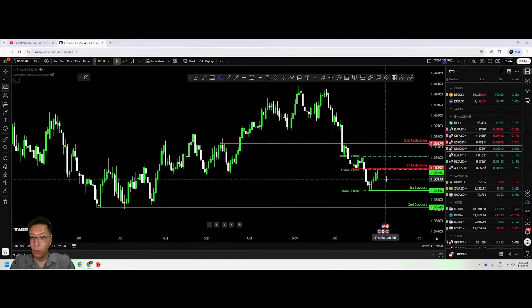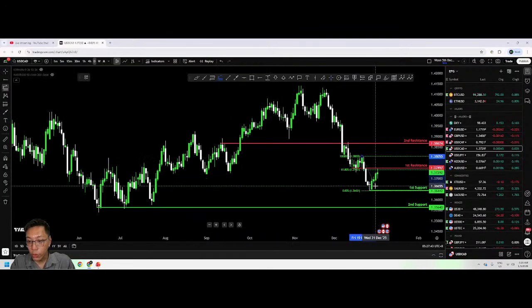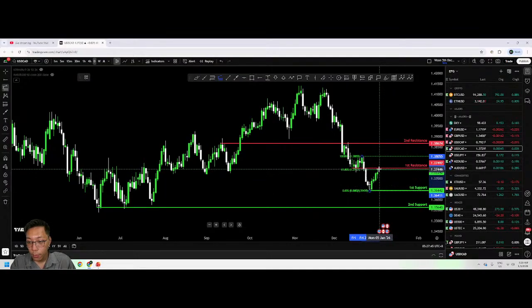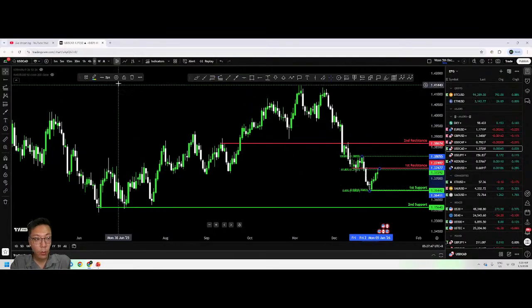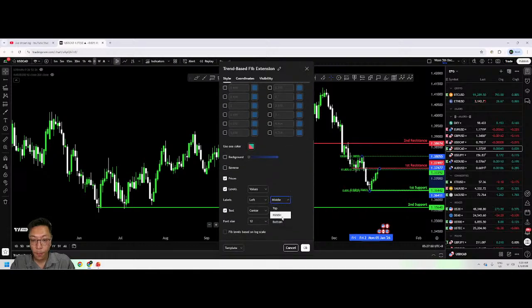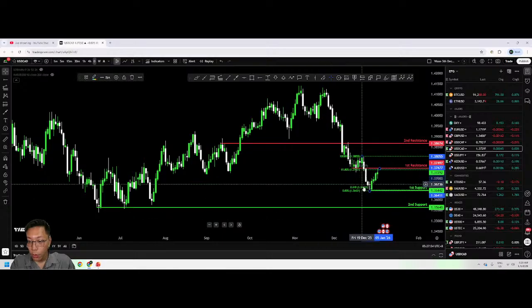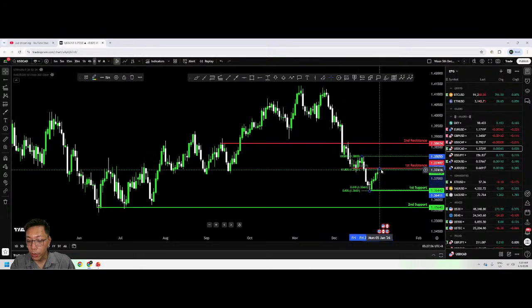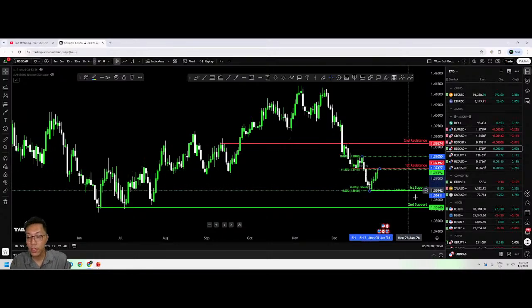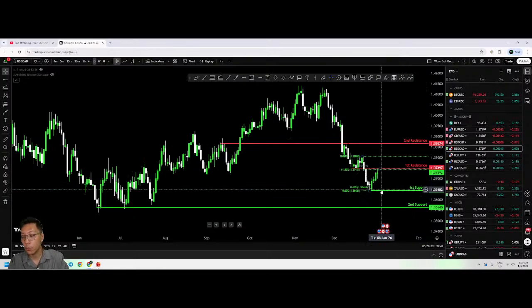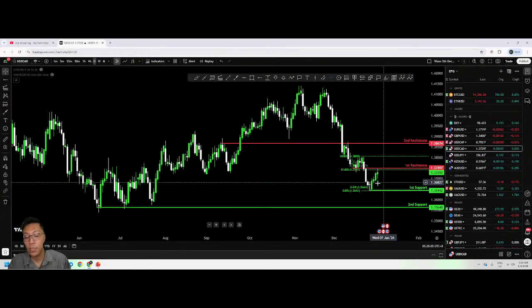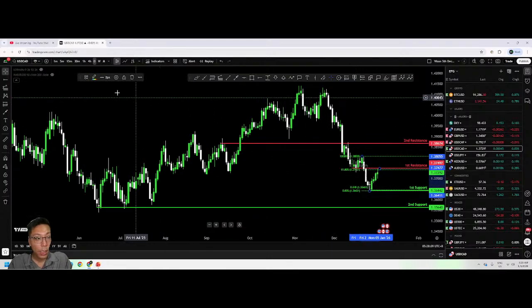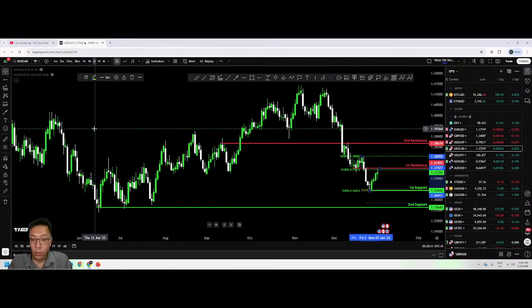Okay, so let's do our projection again. You can see price, let me adjust this. You can see how price might be able to react to this area, right? Stay below, and fall towards this first support level, right? Because this first support level aligns with the 61.8% Fibo projection level. Then let's see 61 and 100.